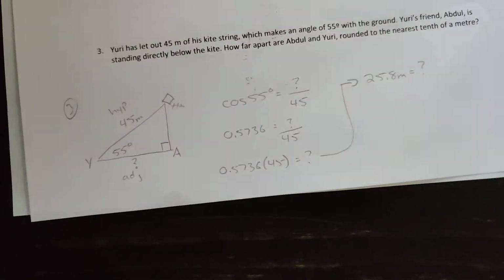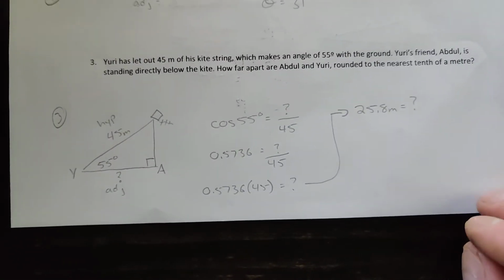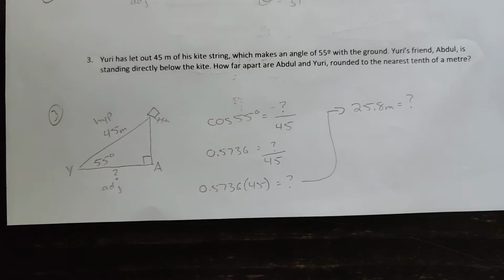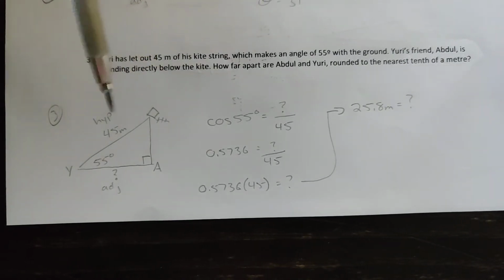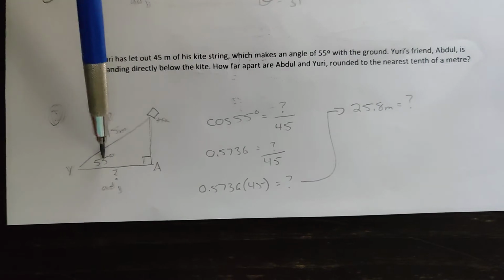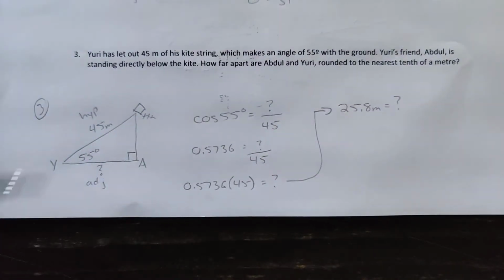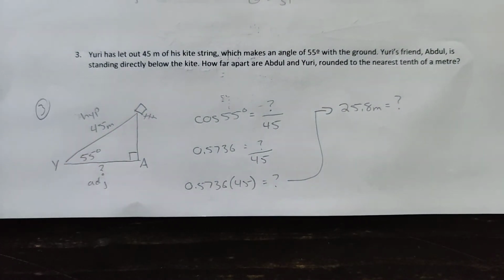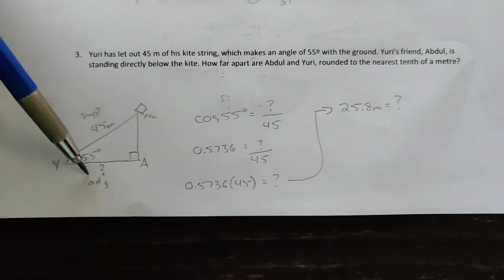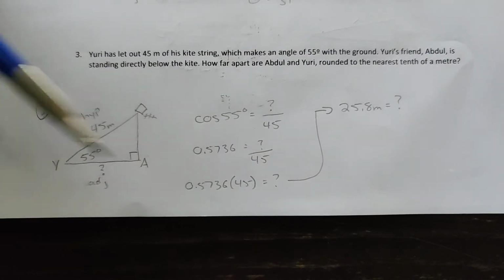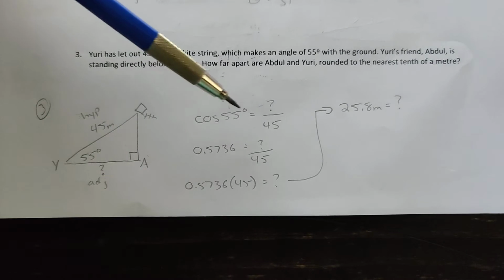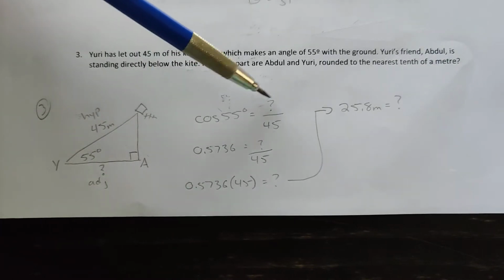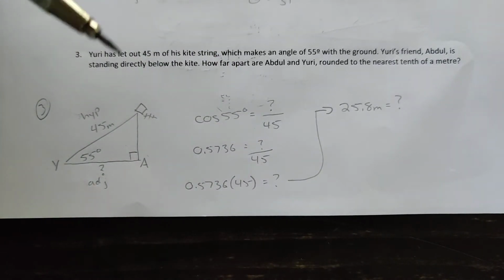The next question, again, is working with the sine, cosine, tan ratios. In this case, though, we're looking for a side. So this is the time where you're going to calculate the cosine of the 55. And again, cosine because I have the adjacent side and hypotenuse side here. I'm given the hypotenuse. I'm looking for the adjacent, the distance between the two people. So cos 55 equals whatever over 45.